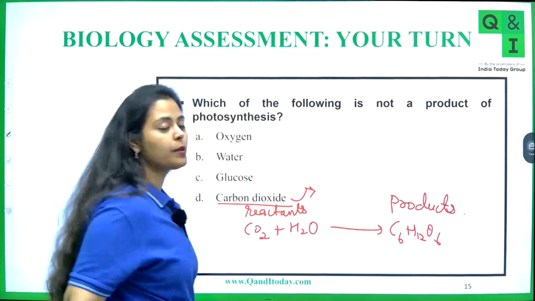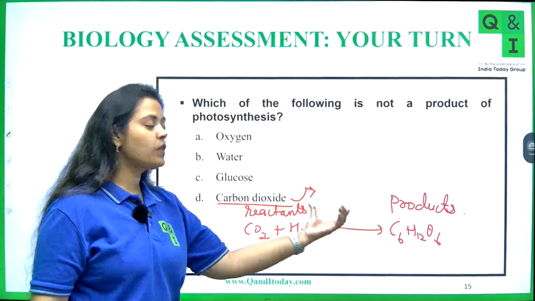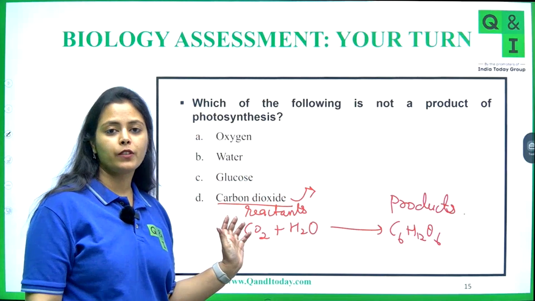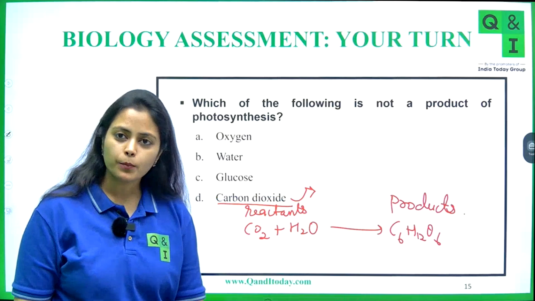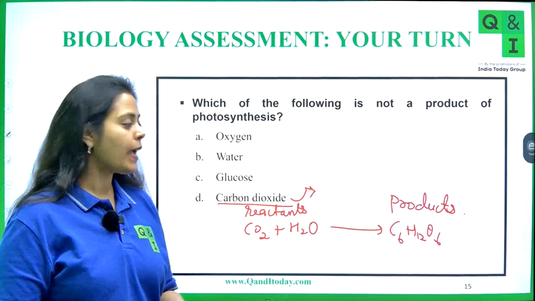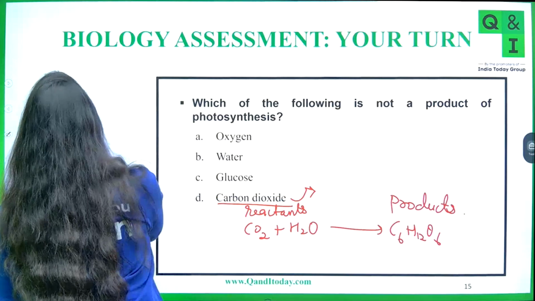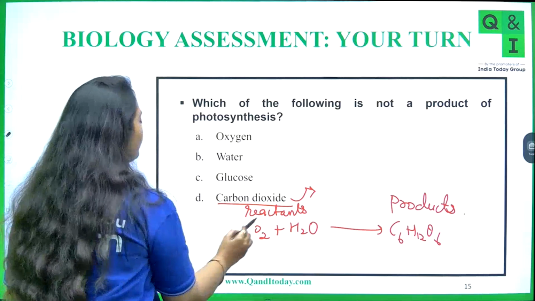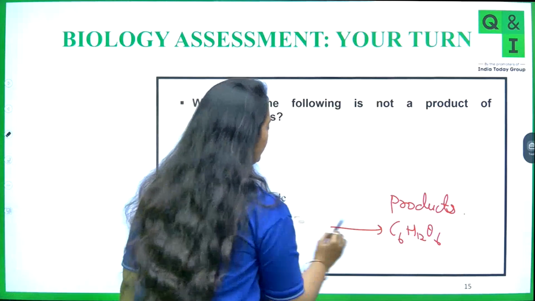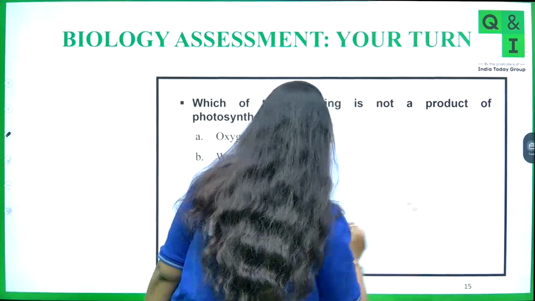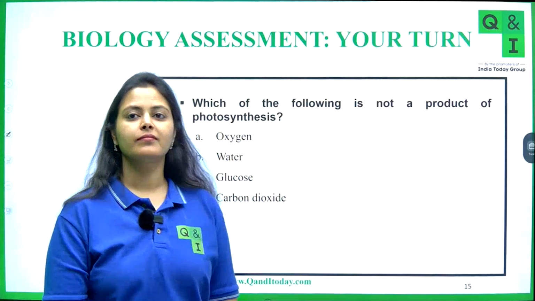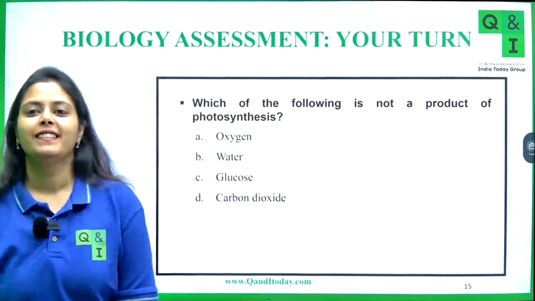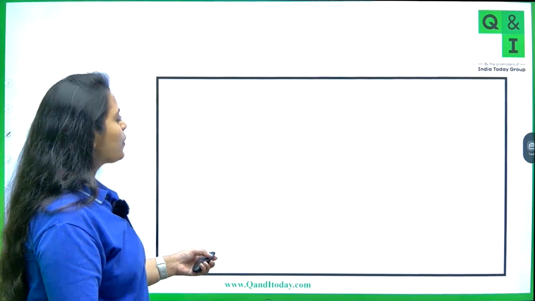Okay, so always remember this, that whatever things we are writing down on the left hand side of the equation, those are reactants, and on the right hand side we are always writing products. Got it, everyone? I hope it is clear. I want to see your answers. Okay. Now, so well done.